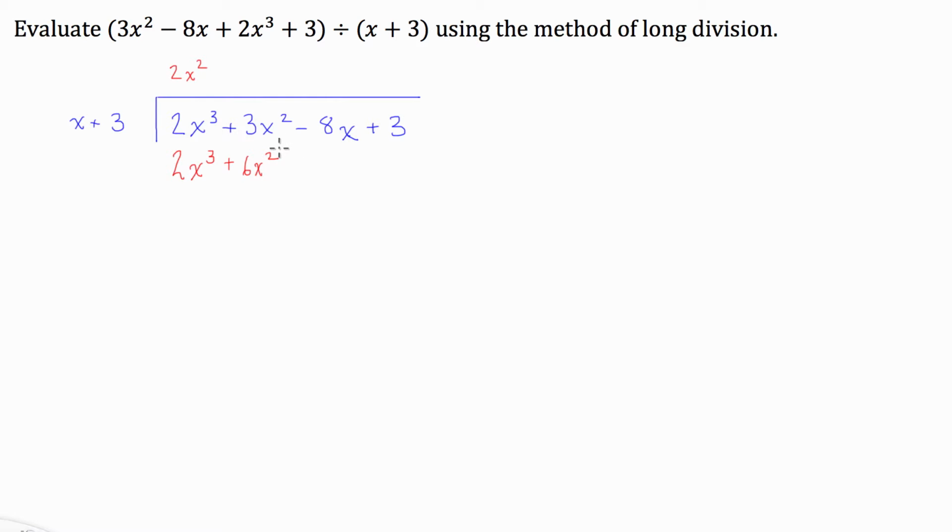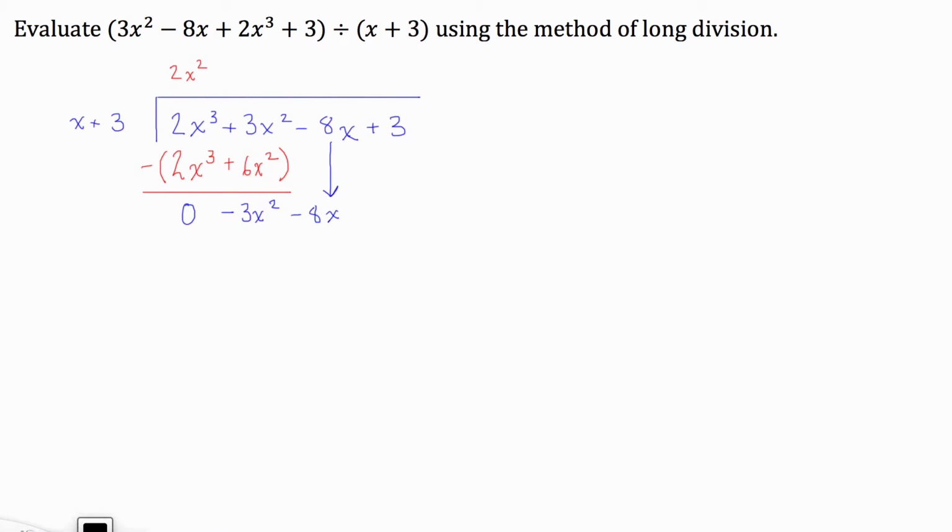And then what we do is we take what we've just found away from the two numbers just above it. So 2x cubed take 2x cubed is 0. 3x squared take 6x squared is negative 3x squared. And then we bring down the next number. In this case it's negative 8x, so minus 8x.